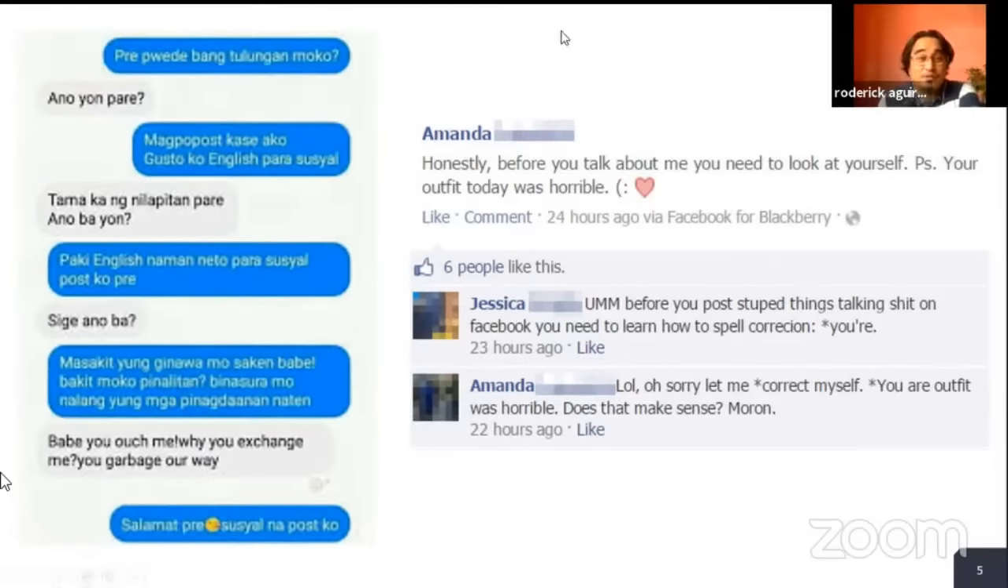Hours ago via Facebook for BlackBerry, and then six people like this, and then ito po ang sumagot. You before you post stupid things, talking shit on Facebook. Sorry for the word. You need to learn how to spell correction.